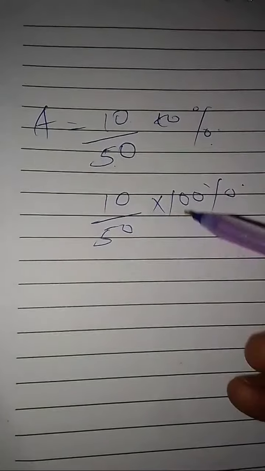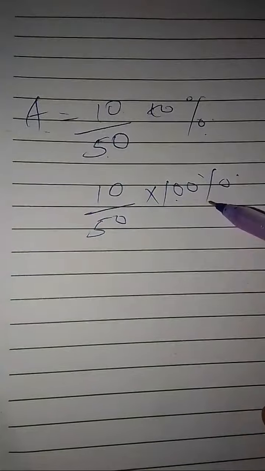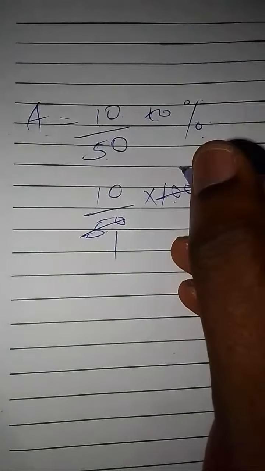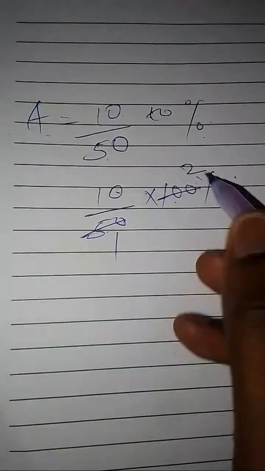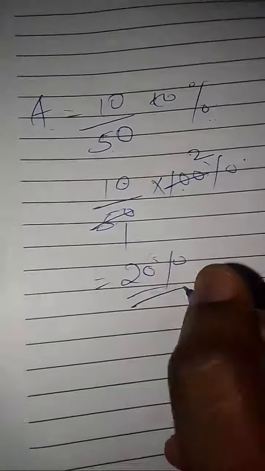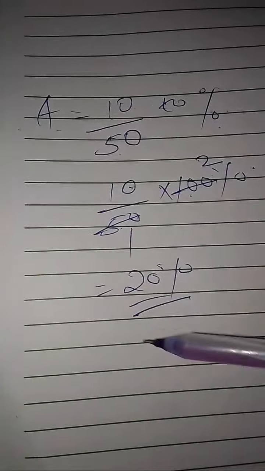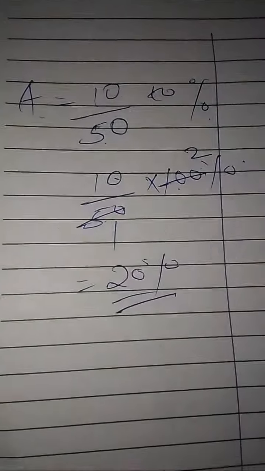So you want to check the marks for student A. 50 goes into 100 twice. So now 10 multiplied by 2, the answer is 20%. So the student A has scored 20%. And 20% is below average as compared to the marks that he or she has got, 10 out of 50. Let's check another student, student B.